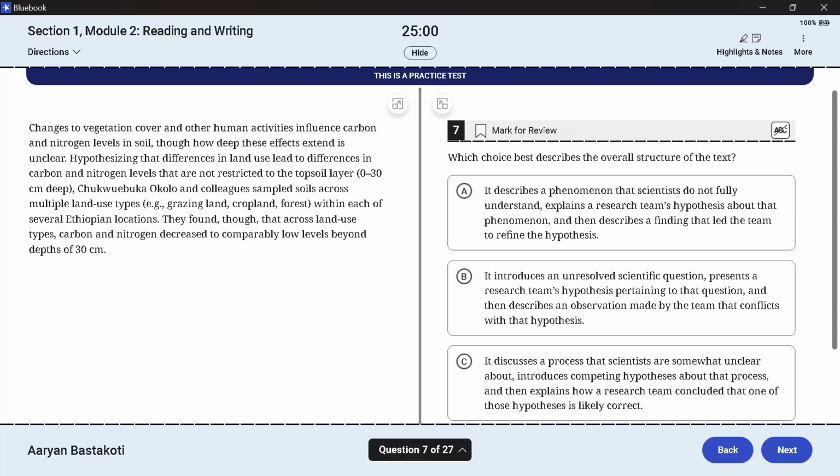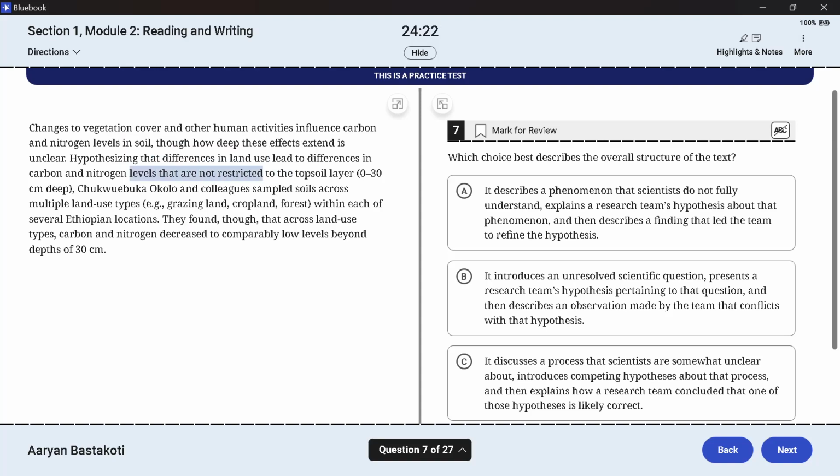Hypothesizing that differences in land use lead to differences in carbon and nitrogen levels that are not restricted to the topsoil layer, these colleagues sampled soils across multiple land use types within each of several Ethiopian locations. They found, though, that across land use types, carbon and nitrogen decreased to comparatively low levels beyond a depth of 30 centimeters. Okay, so the hypothesis is that the land use effects are not restricted to the topsoil layer, right?